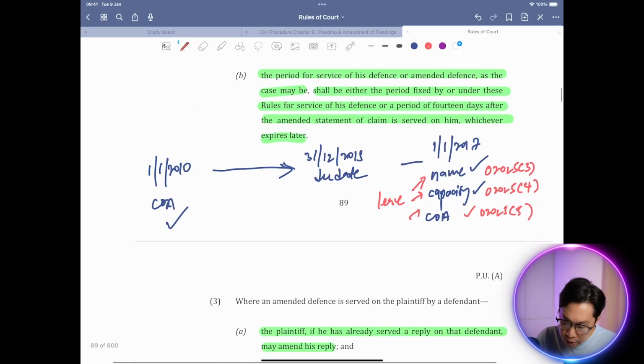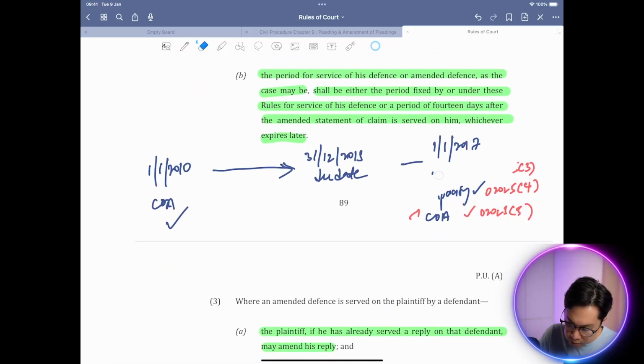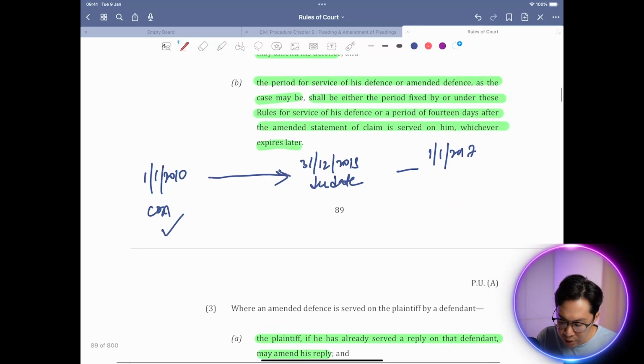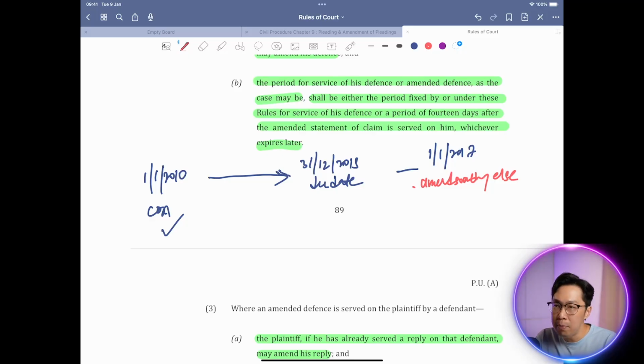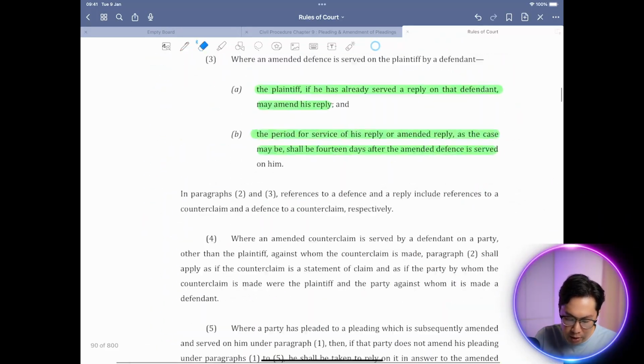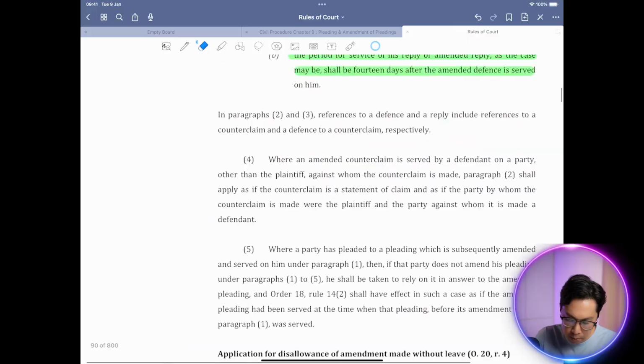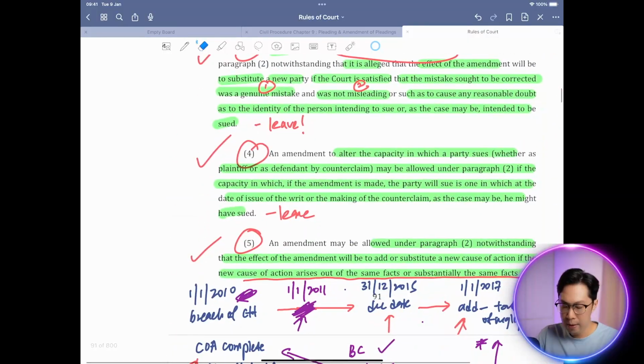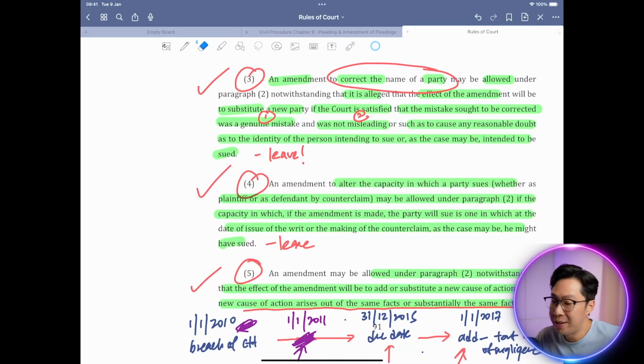What if you now, here, you wanted to amend something else? That is not name, not capacity, not cause of action. Totally different thing. Let's say you want to amend X, something else. Cannot. Because the only exceptions allowed are these 3, 4, 5. That is why you have a case.